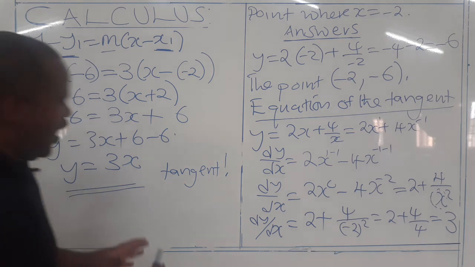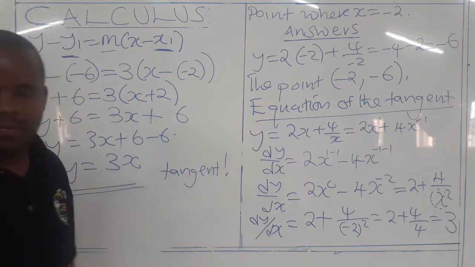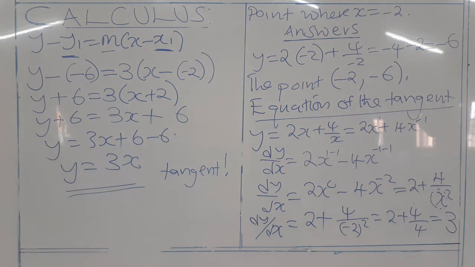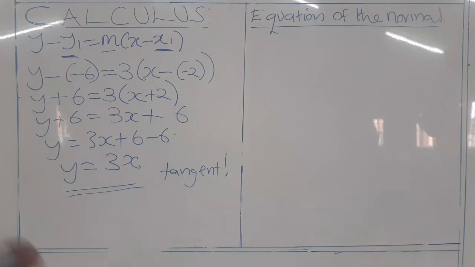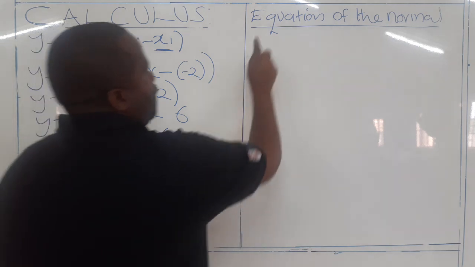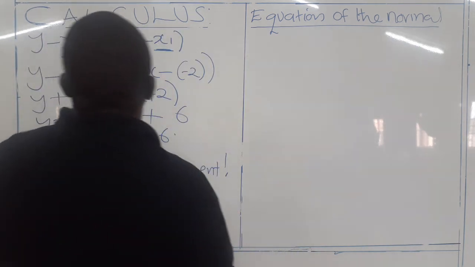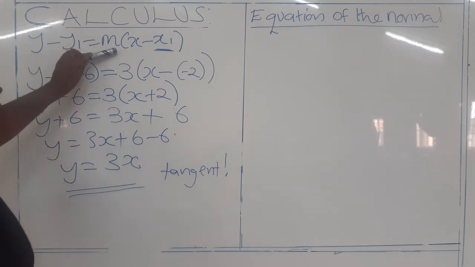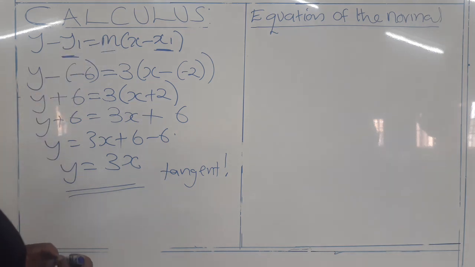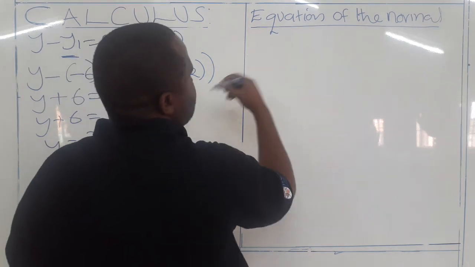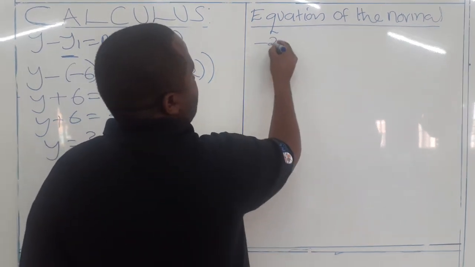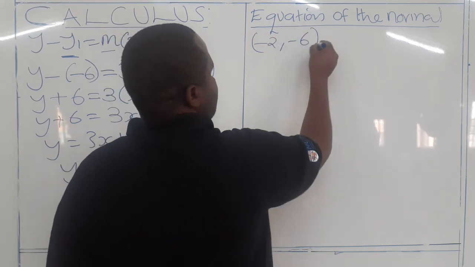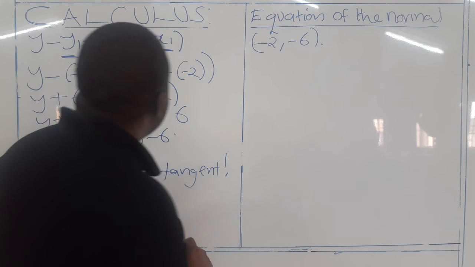Okay? Then from here now, we must get the equation of the normal. So we get the equation of the normal. So now, to get the equation of the normal, we rely again on this equation. Meaning that we need the gradient of the normal. Alright? So remember, we are dealing with the equation of the normal at the point negative 2, negative 6. Alright? Now, we have to find the gradient of the normal.